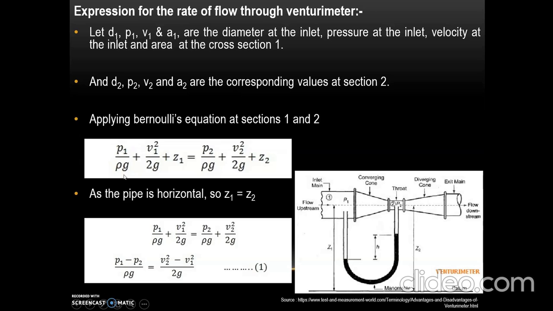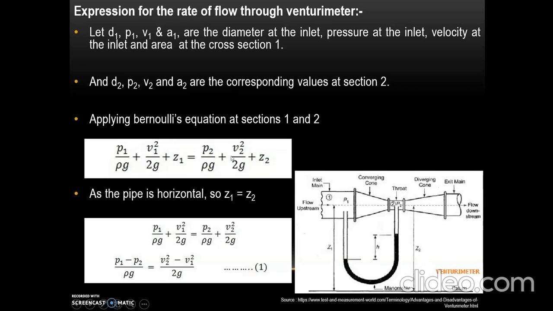So we have P1 by W, where W equals rho into g. So P1 by W plus V1 square by 2g plus Z1 is equal to head at section 2, that is H2, and H2 can be written as P2 by W plus V2 square by 2g plus Z2. Since the pipe is along the horizontal direction, Z1 is equal to Z2. This pipe is not inclined, so the value of Z1 is equal to Z2.